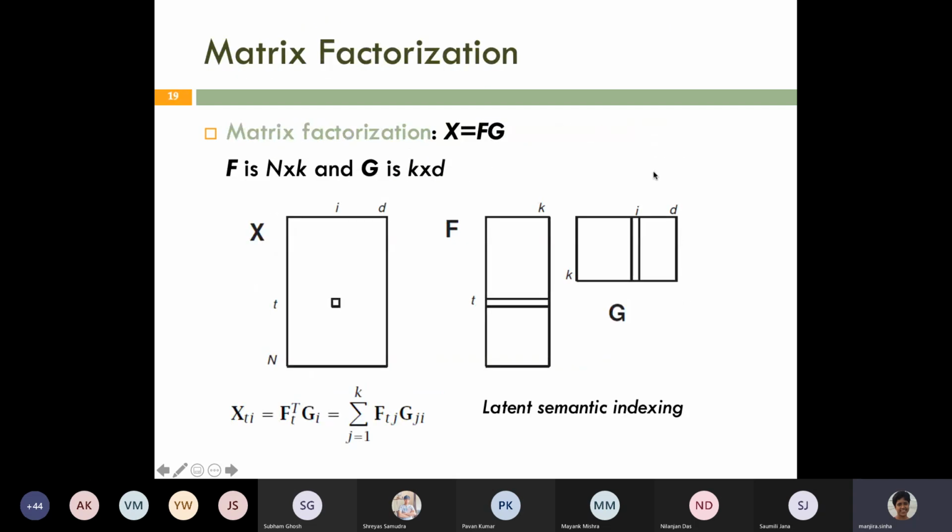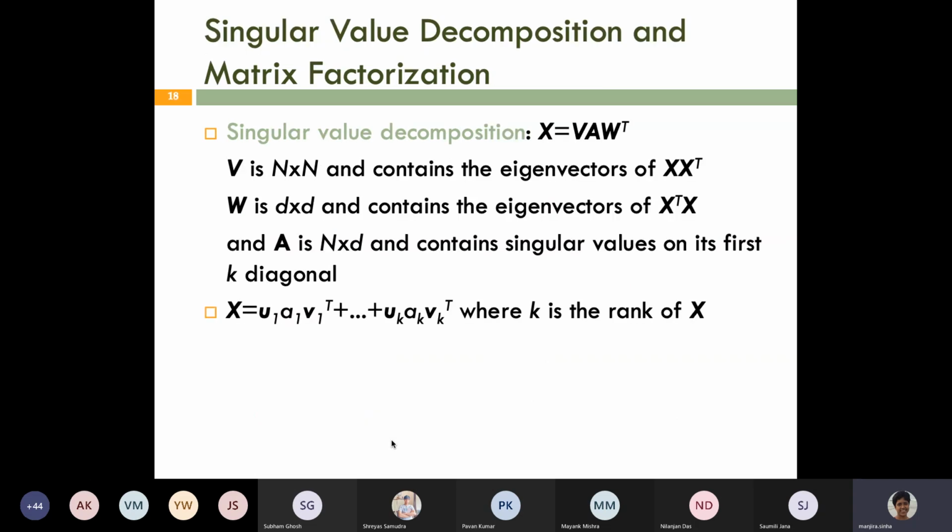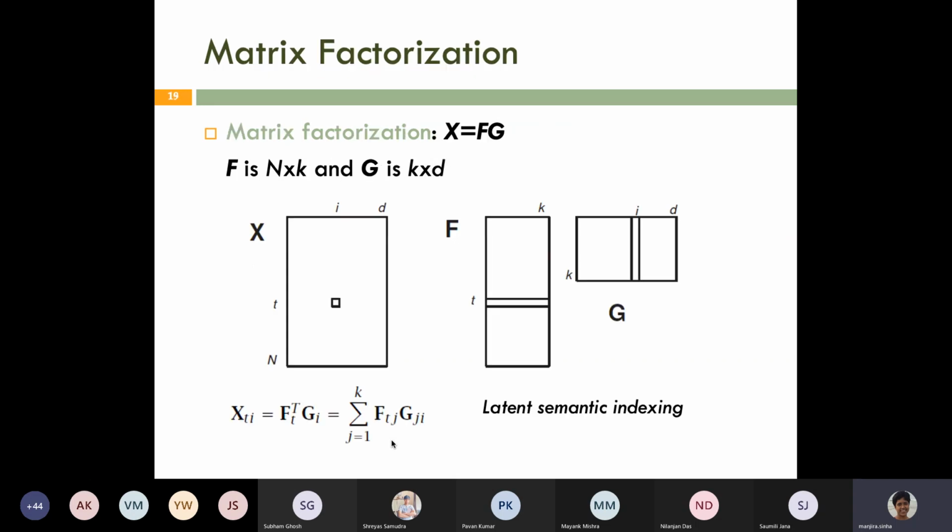In this case also we are saying there are K latent factors. In matrix terms, we are factoring a matrix X, which is of dimension N cross D, so that it can be expressed as a product of two matrices with in-between dimension K. Basically, each element of X can be expressed as the sum of K products of F matrix elements and G matrix elements, K dot products, or K elementary multiplications.